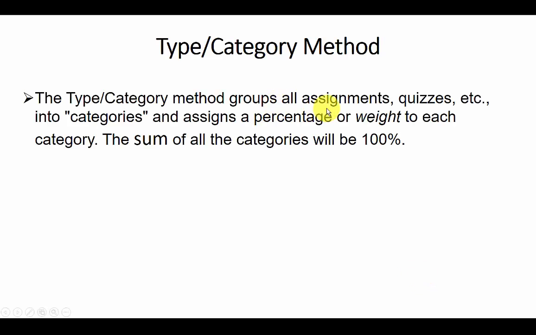Now, the type or category method groups all assignments, quizzes, whatever into categories. Then you assign a percentage or weight to each category. And then the sum of all the categories will be 100%.